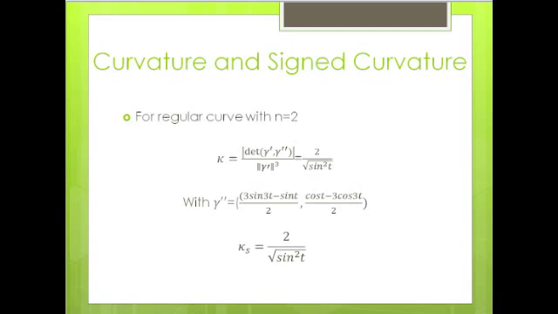We need to calculate the curvature and the signed curvature of gamma. For a regular curve, with n equals 2, the formula of curvature is shown on the screen. And by some calculations, we can find the exact value of it. The signed curvature has the same absolute value as curvature. The only difference between them is that signed curvature has a direction, and in this case signed curvature is positive, so it is equal to the curvature, which is equal to 2 divided by the square root of sine t squared.